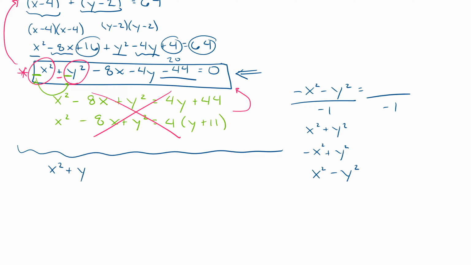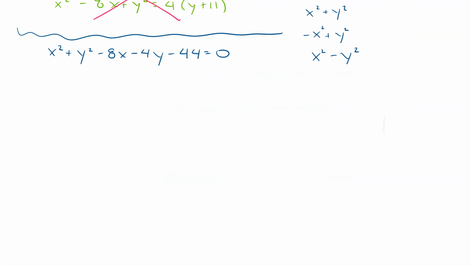Let's start with x squared plus y squared minus 8x minus 4y minus 44 equals 0. It's the same equation yet again. We need to get our x's with our x's, our y's with our y's, and our numbers on the other side. Once we've done that, we're going to group them. Now, just for a little bit, we're going to ignore the y's completely. We're going to pretend that the y's don't exist, looking only at the x's.